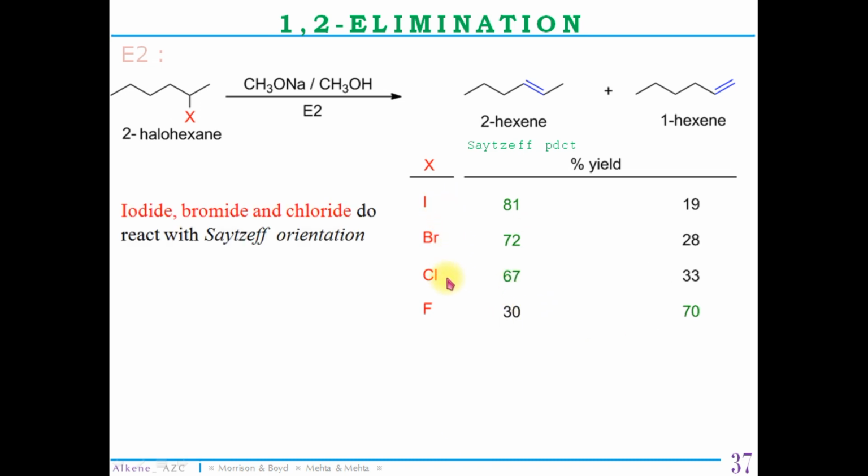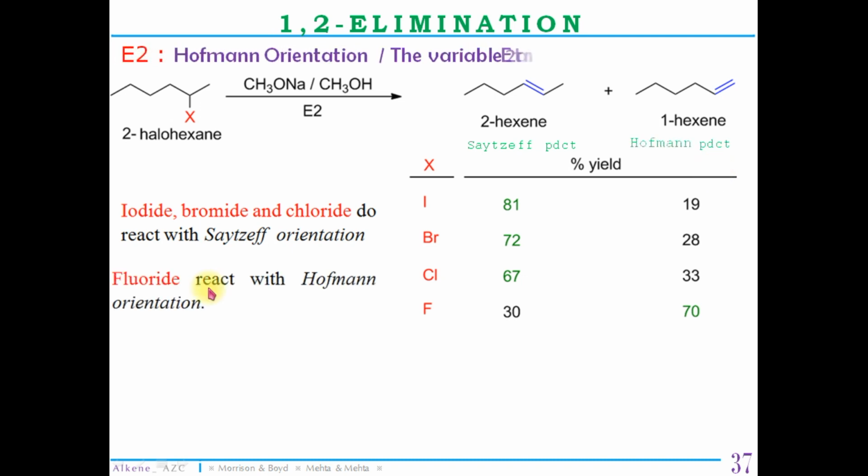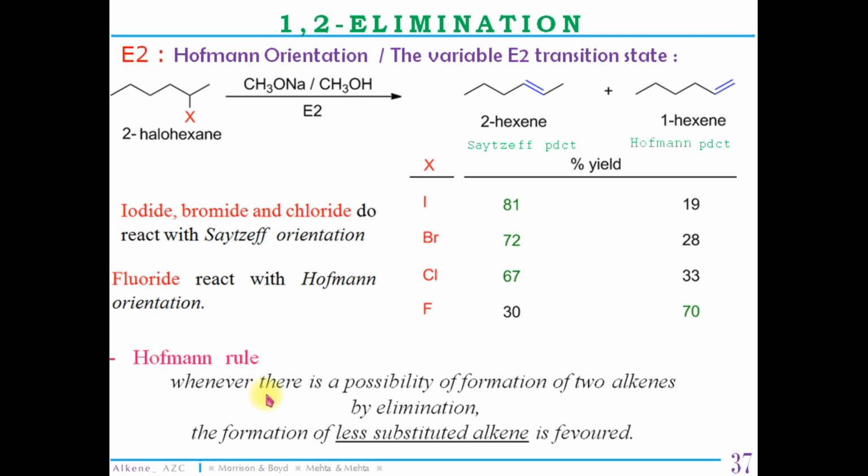In iodo, bromo and chloroalkane, the preferred product is 2-hexene, which is Saytzeff's product, while in fluoroalkane the major product is 1-hexene. Here it is actually the Hofmann product. Fluoride reacts with Hofmann orientation, which is the variable E2 transition state. What is Hofmann rule? Whenever there is a possibility of formation of 2 alkenes by elimination, the formation of the less substituted alkene is favored.